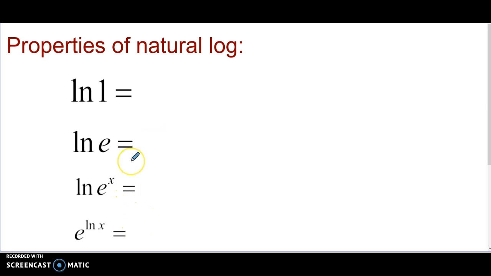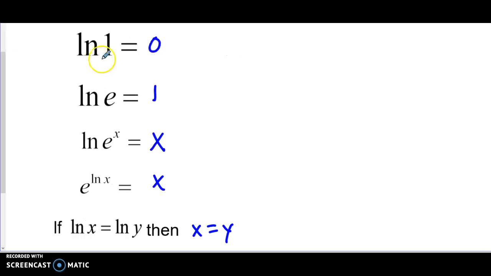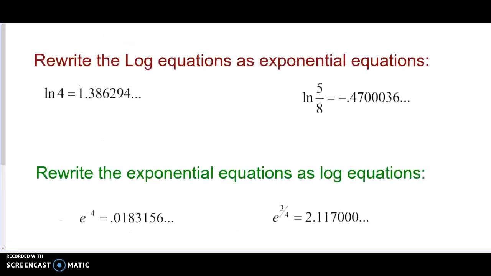Let's have you guys fill these in. Go ahead, put me on pause. Natural log of 1 is 0. Don't forget, anytime any base of 1 is 0. Natural log of e, well, I have log base e of e is 1. Natural log of e to the x is x. E to the natural log of x is x. And then if natural log of x equals natural log of y, then we can assume that x equals y. Again, these are all the same properties that apply to any old regular log.